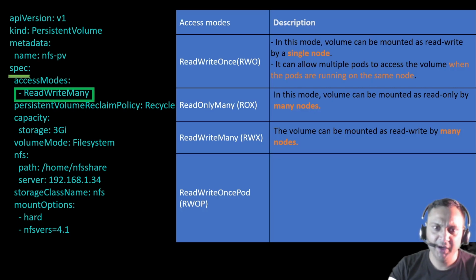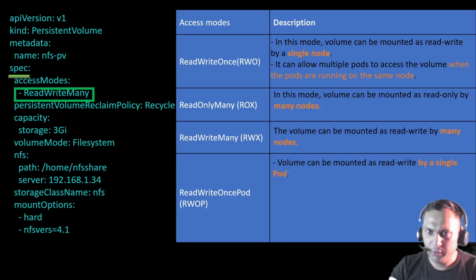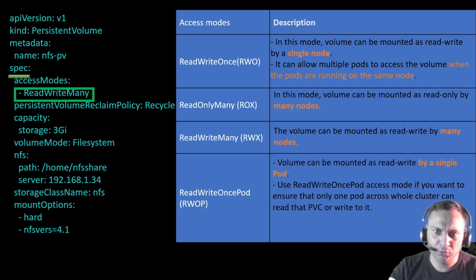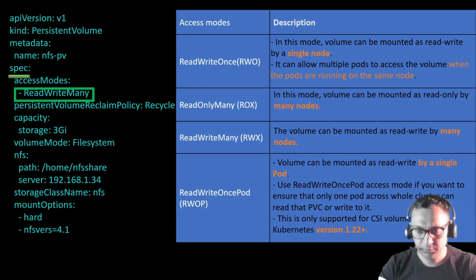And the last one is ReadWriteOncePod, or RWOP. So X is for many. Please keep in mind here, volume can be mounted as read-write by a single pod. Use ReadWriteOncePod access mode if you want to ensure that only one pod across the whole cluster can read that PVC or write to it. Only a single pod. This is only supported for CSI volumes and Kubernetes version 1.22 plus. So this is a new option. So let's move further.